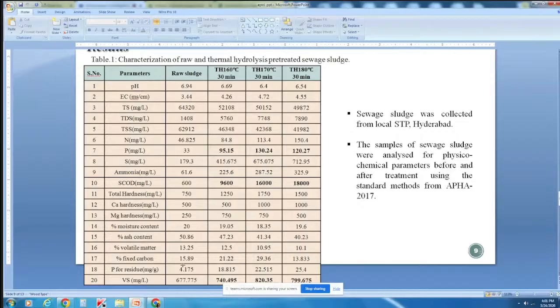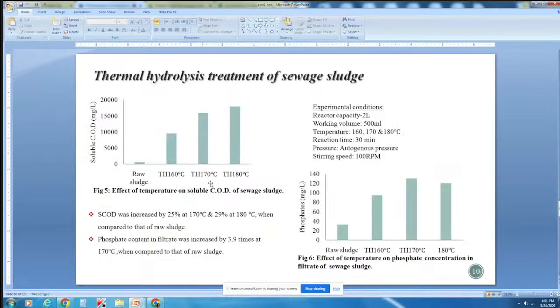The phosphorus also increased as a nutrient, and the volatile solids increased from 67 to 79,790. A similar trend is shown in the plot at different temperatures. The soluble COD is the one responsible for gas production, and the phosphate was also leached into the water. The ppm rose with the increase in temperature, but at 180 degrees there was a decrease. The optimum temperature was observed at 170 degrees.